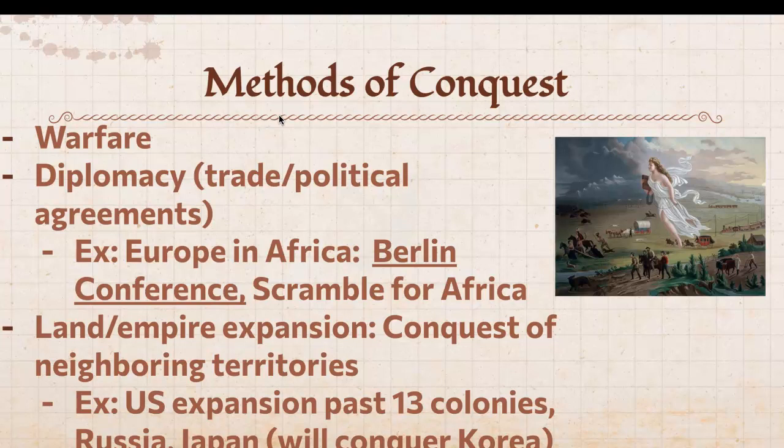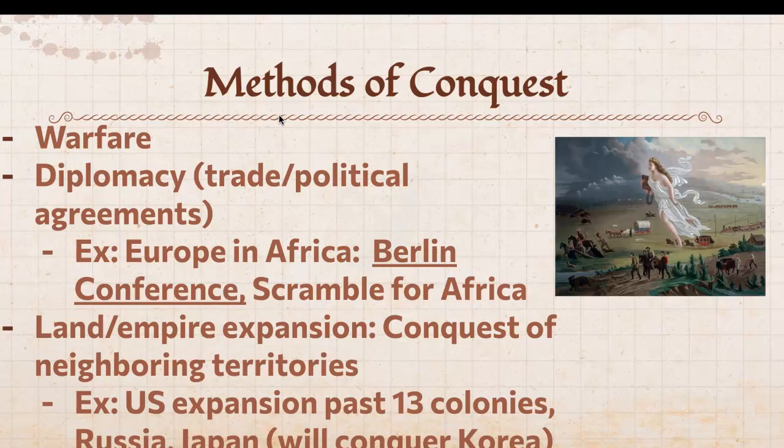And simply all that really means is the conquering of neighboring territories, so like land that is connected or right next to that state. A good example is going to be both the United States and Japan. The United States, under the idea of manifest destiny, is going to expand past the 13 colonies, creating the United States of what we know today that goes from the East Coast to the West Coast, so like New York to California, through that idea that Americans were given the God-given right to expand the United States.